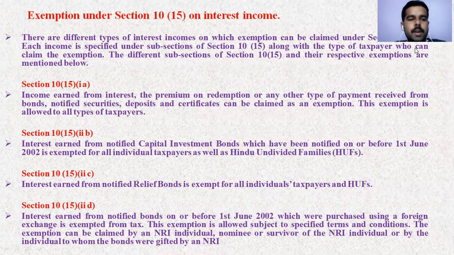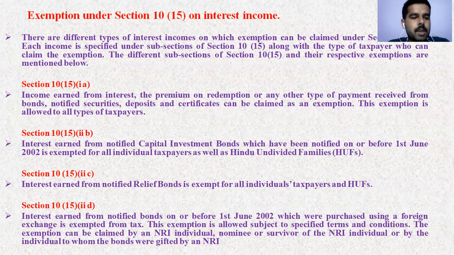Then section 10 subsection 15, 2b: interest earned from notified capital investment bonds which have been notified on or before 1st June 2002 is exempted for all individual taxpayers as well as Hindu undivided families. Okay, if it is notified in advance, on the interest income you are getting, it is fully exempted for all individual taxpayers as well as Hindu undivided family members.